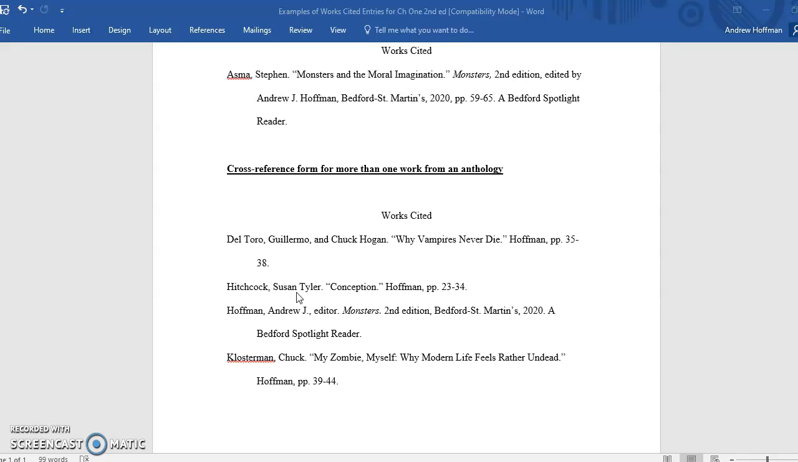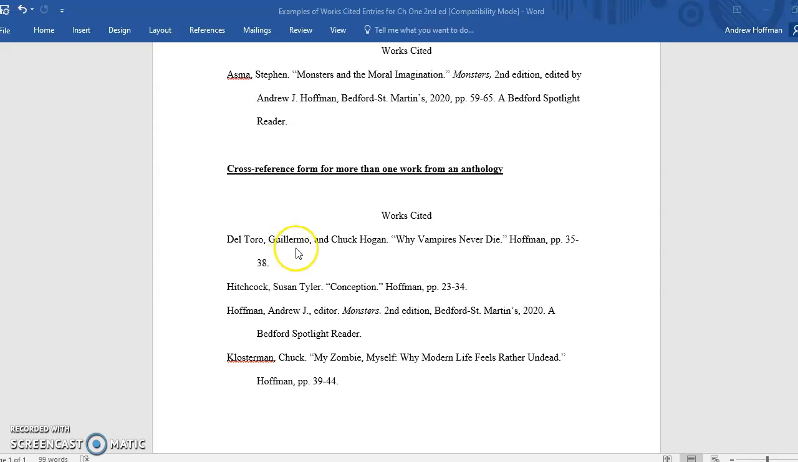Now, there is something called the cross-reference form. You use the cross-reference form if you use multiple works from the same anthology. The idea of the cross-reference is you don't have to list the entire anthology and all of its information every single time. You only list it once. Now keep in mind a couple of things. Everything is in alphabetical order. No matter what we're talking about, it's in alphabetical order on the Works Cited page.